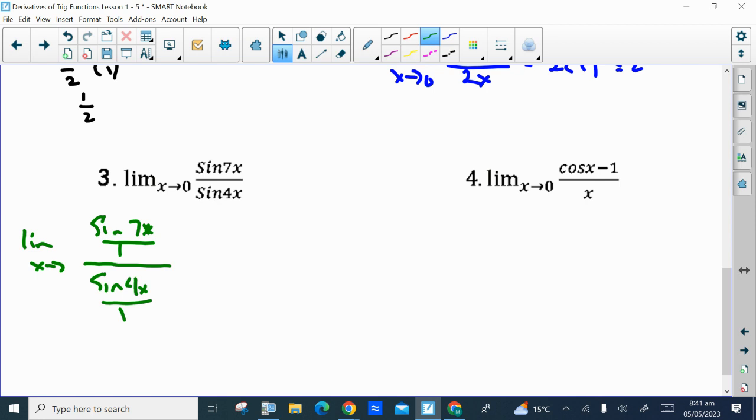So I'm going to take this top part, the limit as x approaches 0 of. The top part, I will multiply top and bottom by 7x. So it's going to be 7x sine 7x over 1 times 7x. And the denominator, sine 4x over 1, I'm going to multiply top and bottom by 4x.